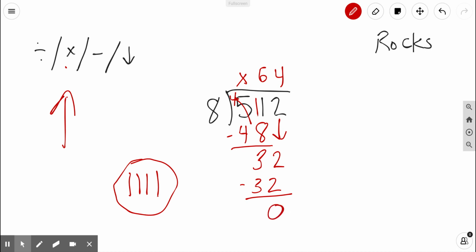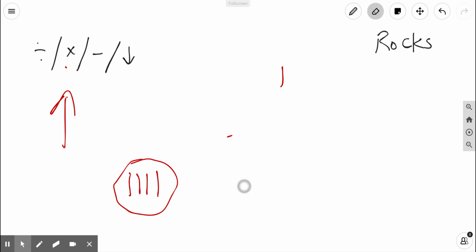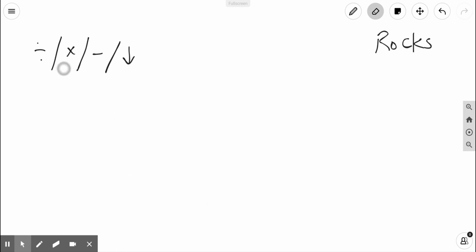Now I subtracted, the next step is bring it down, but we have nothing to bring down. So we're done. We have nothing left over. It went in evenly. And our answer is if we divided 512 rocks into 8 groups, there would be 64 rocks in each group. Now I'm going to do the same thing, but this time it's not going to be so pretty. I'm still going to use this process over here.